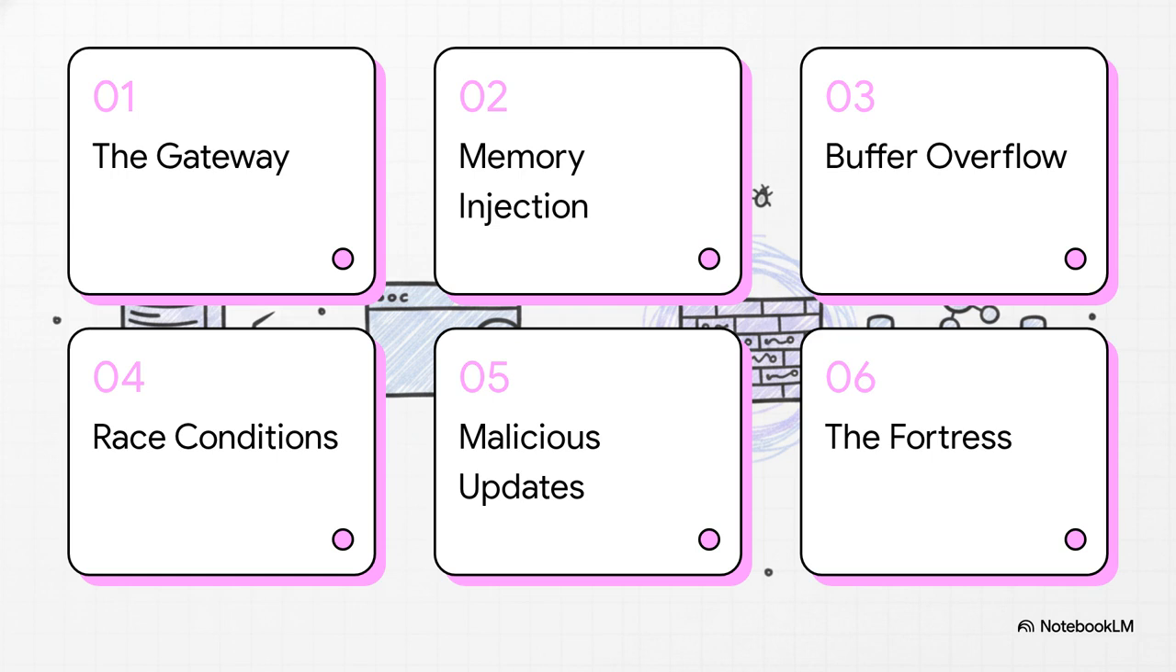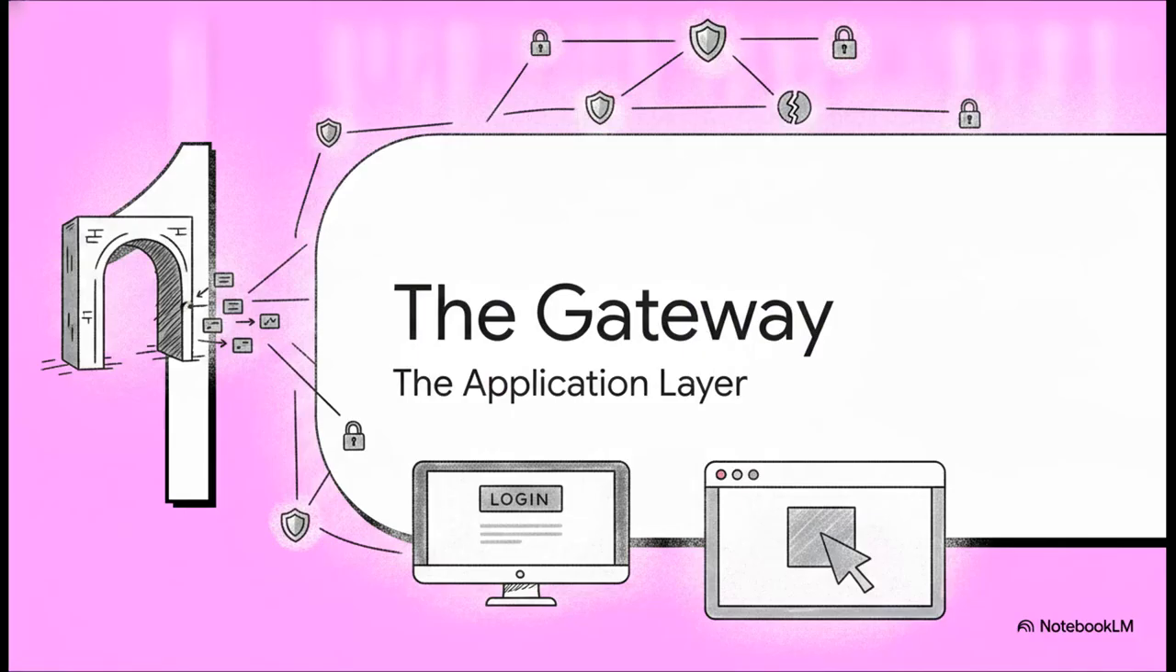1. The gateway. 2. Memory injection. 3. Buffer overflows. 4. Race conditions. 5. Malicious updates. And finally, 6. The fortress. All right, let's kick things right off with Section 1, the gateway, which is our application layer.